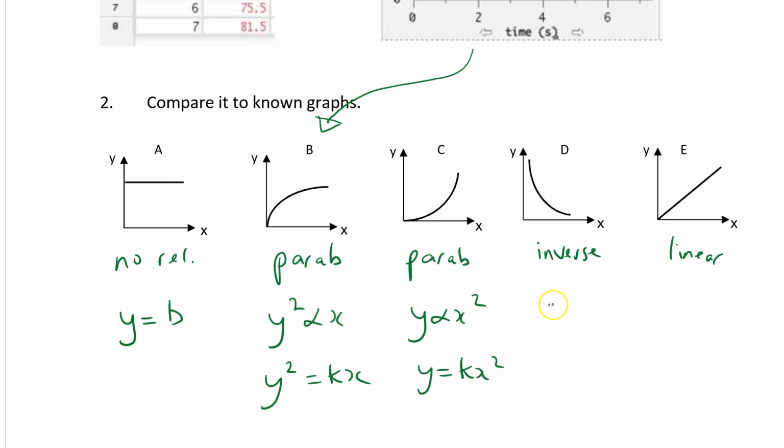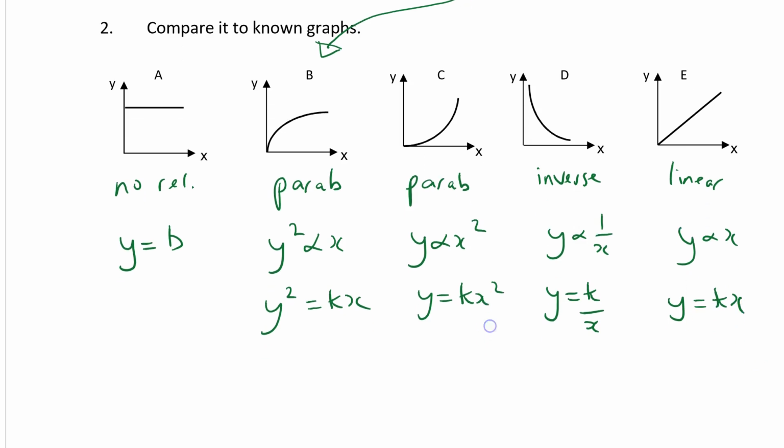For inverse, we could say y is proportional to the reciprocal of x, and there's a couple ways we could write it. I kind of like this way, we put k over x. And the linear, we don't have to do much at all. We could say y is proportional to x, and y is equal to kx. All right, so these are all different ways of talking about this.